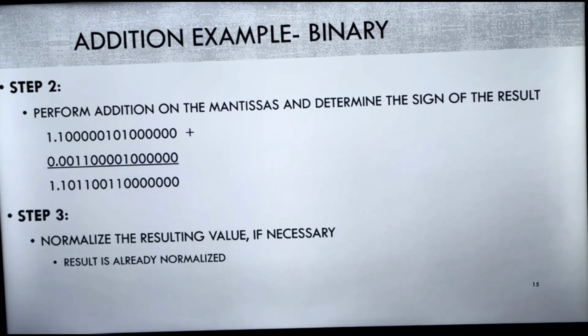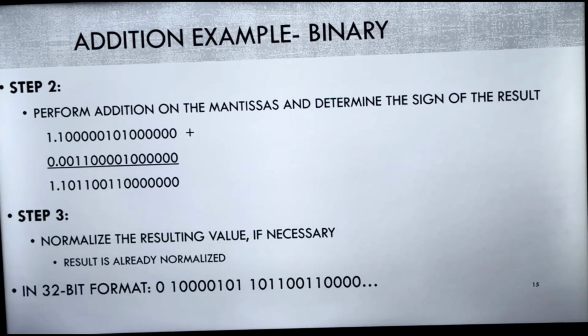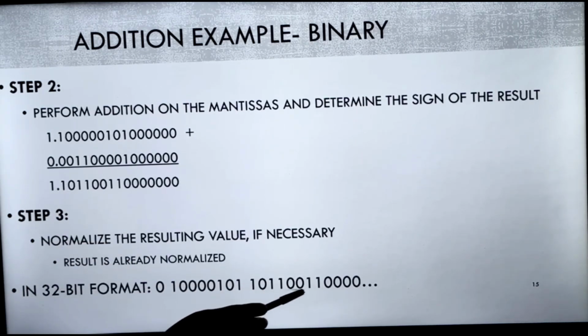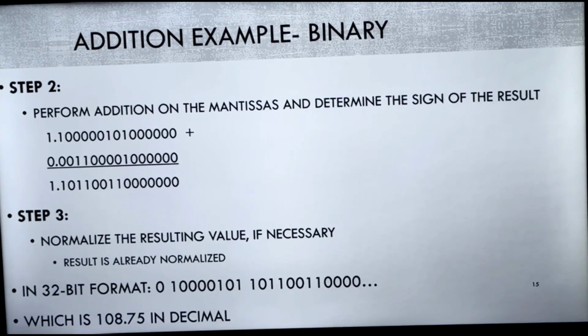So if we understood that, then the final result will be something like this. 0 is the sign bit, this is nothing but 133, and this is the Mantissa 101100 and all. I hope you understood this. I have one more example.